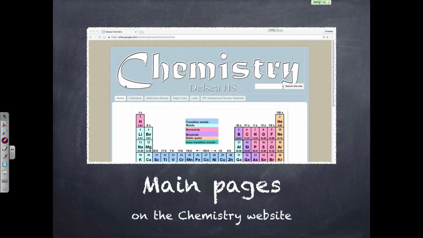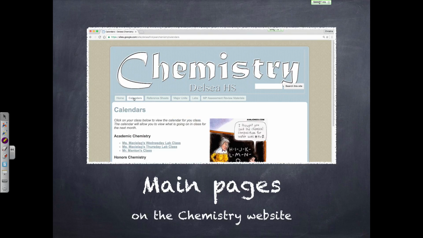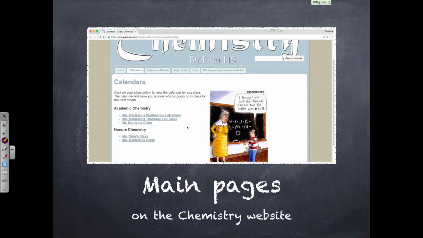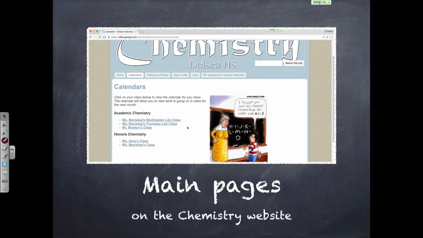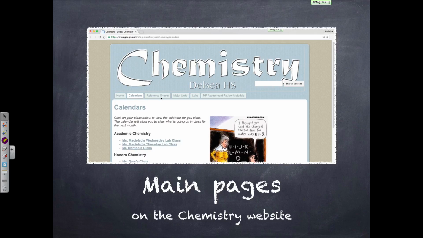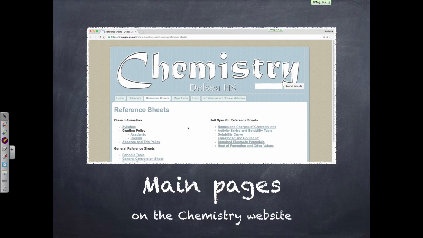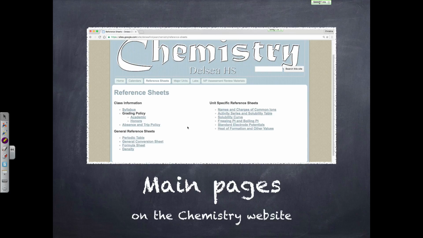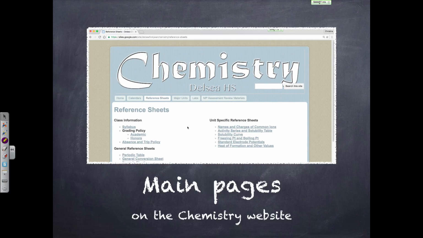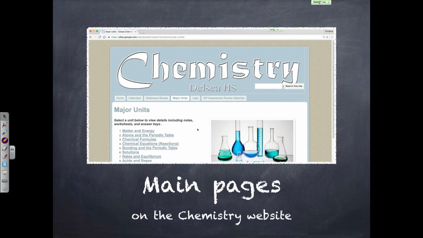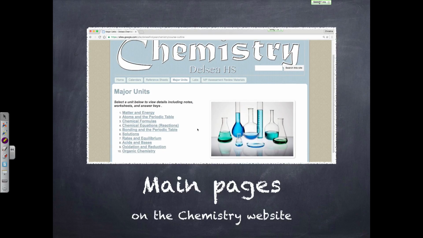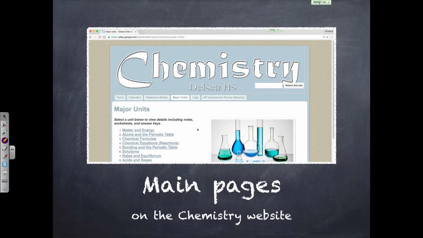The first section I'd like to talk about is the main page of the chemistry website. That has a spot for calendars. If you see in here, each of the chemistry teachers has their own chemistry calendar for the class. There's a section for reference sheets. The students were given these at the beginning of the year, but here's a place they can find them in case they lose them. We have our 10 major units that we cover throughout the year.